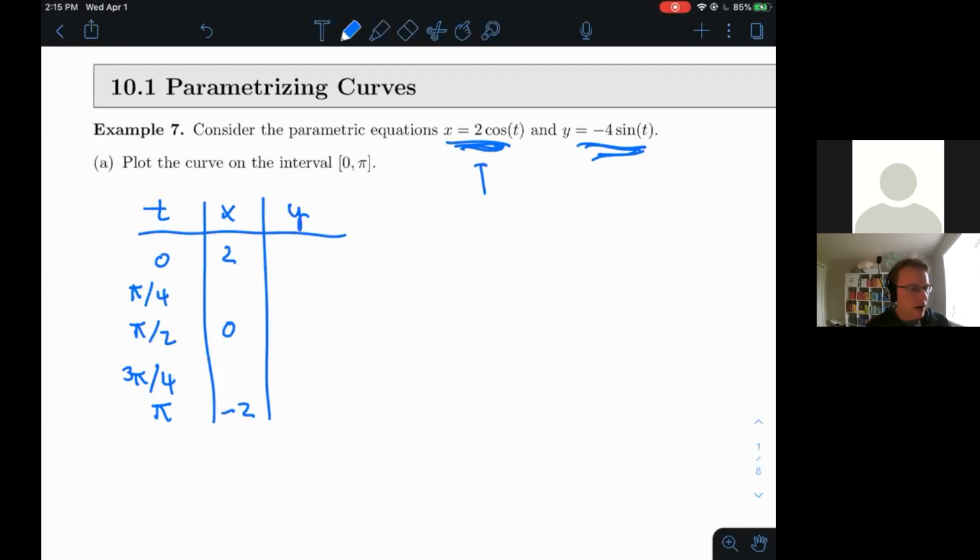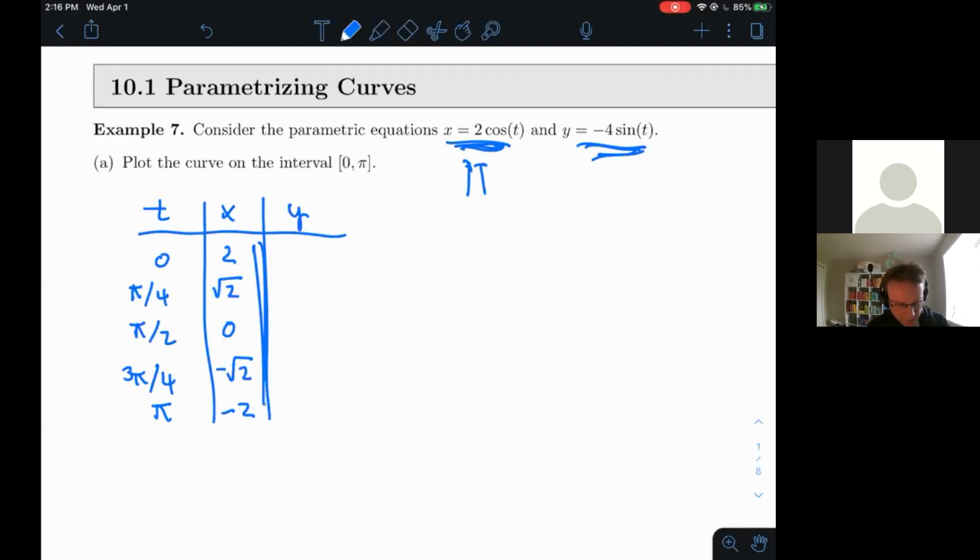If we plug in pi over 4 into cosine, this is going to be one of these √2/2 sorts of deals. So √2/2, and don't forget we're multiplying by 2, so this is going to be √2. And then if I plug in 3 pi over 4, you have to remember if this is the plus or the minus, but this one happens to be minus, so -√2. And you can see there's a trend with the x's, right? We start off at the most positive value we can, 2, because it's 2 times cosine, and then we go to the most negative value we can, -2.